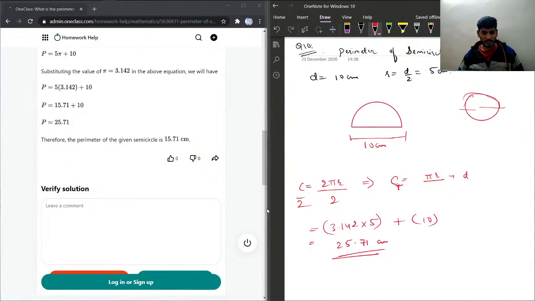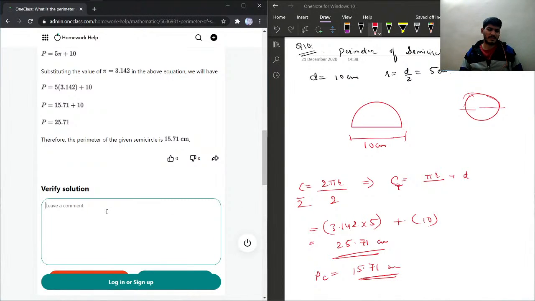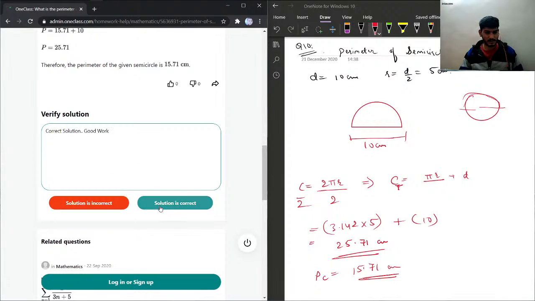25.71, but the perimeter for the curved surface will be 15.71 centimeter. So yeah, the solution given here is correct, right? They should have written 25.71 as the total, and for the curve part it is 15.71, but no big issue for this. So the solution should work, and the solution is correct.